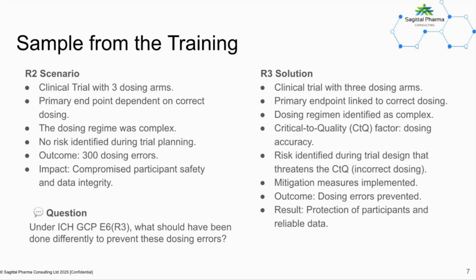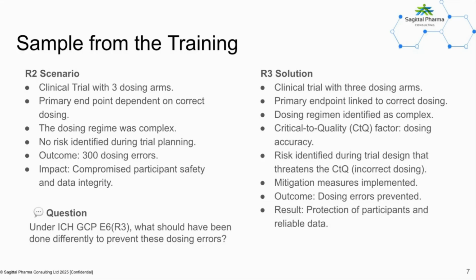Under R3, the project team would perform a structured risk assessment during the protocol design phase. They would identify dosing accuracy as a critical to quality factor and a key risk that threatens this critical to quality factor, since any dosing error could impact both the participant safety and data integrity.